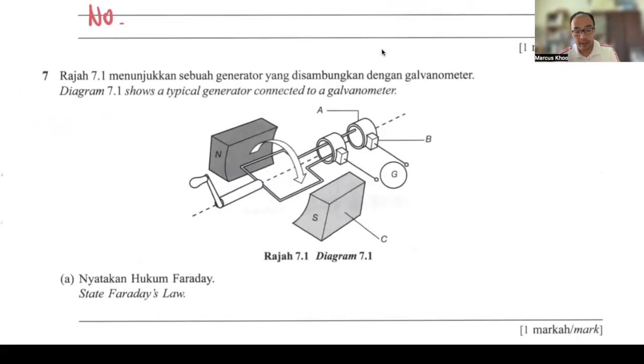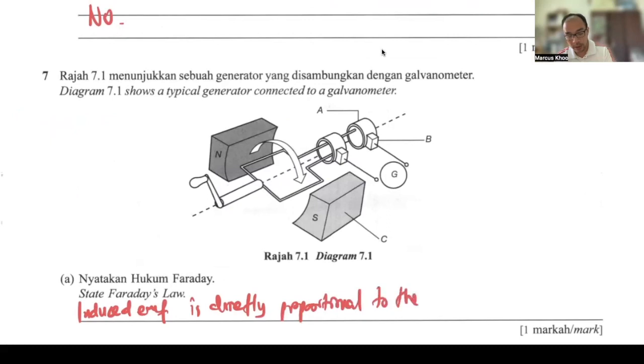Okay, diagram 7.1 shows a typical generator connected to a galvanometer. State Faraday's law. Faraday's law states that the induced EMF is directly proportional to the rate of change of magnetic flux.